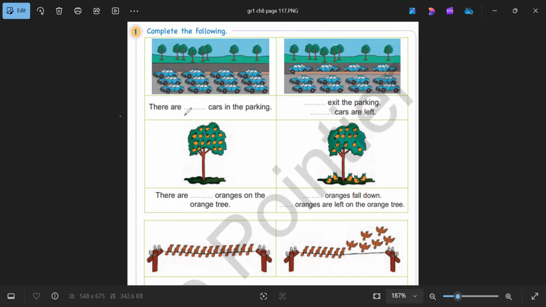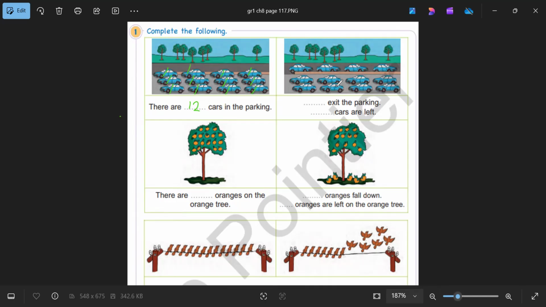There are blank cars in the parking. Of course, they need to know the total number of all the cars in the parking that you are looking at. Look here. Let's count them. 1, 2, 3, 4, 5, 6, 7, 8, 9, 10, 11, 12. So how many cars are there in all? There are 12 cars. Great.